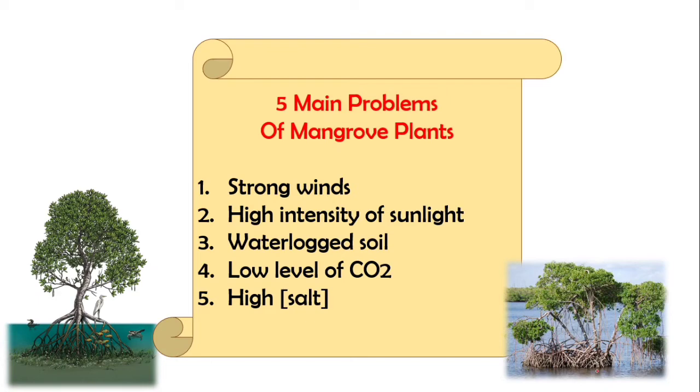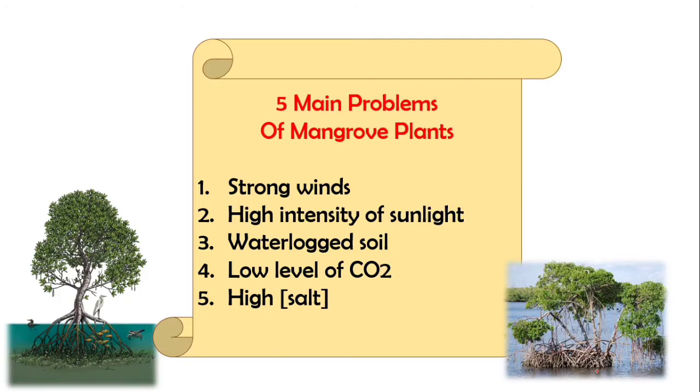Okay, we return back to the mangrove plants. There are 5 main problems of mangrove plants: strong wind, high intensity of light, waterlogged soil, low level of carbon dioxide, and also high concentration of salt.